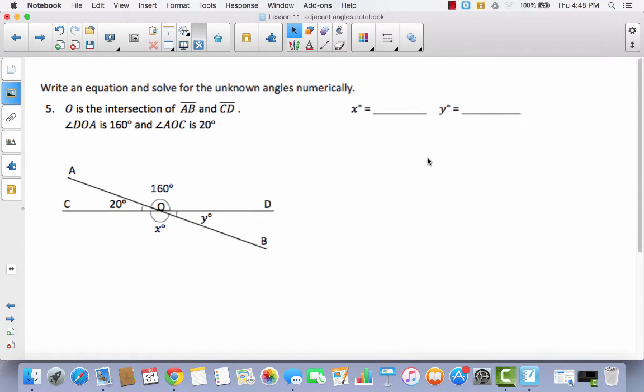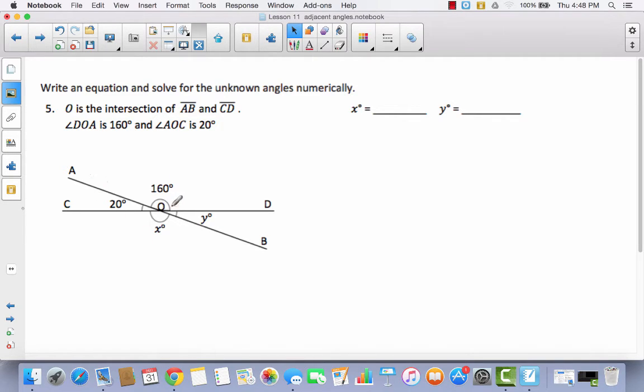All right, write an equation and solve for the unknown angles numerically. O is the intersection of line segment AB and line segment CD. Angle DOA is 160 degrees and angle AOC is 20 degrees. So this is like what we just learned in our math journal. Remember what we learned? We learned that opposite angles are equal.